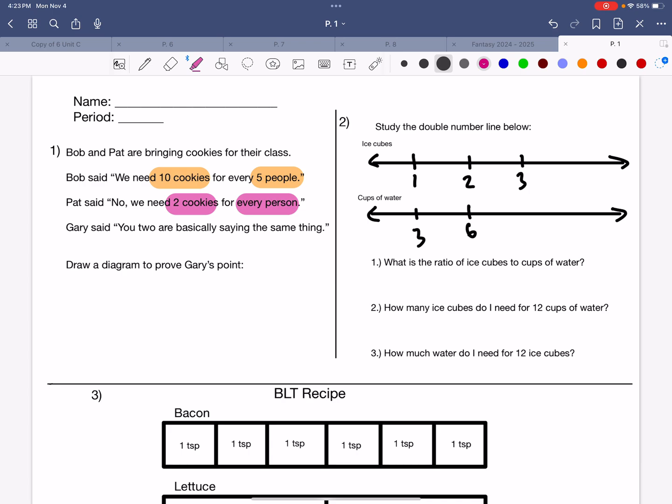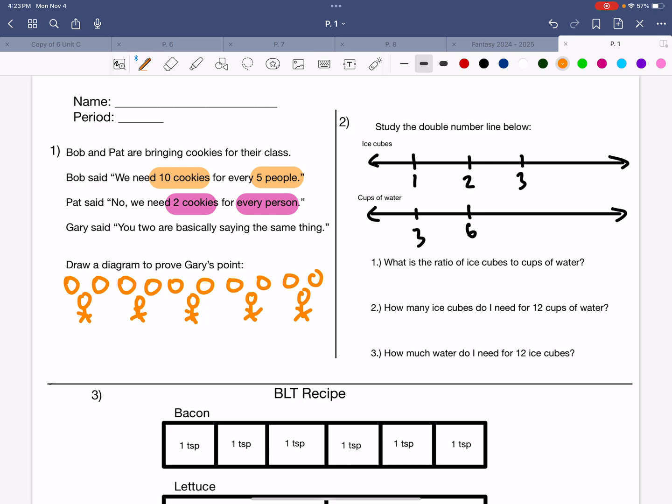Well, let's go back to what Bob said. He said we need 10 cookies, 1, 2, 3, 4, 5, 6, 7, 8, 9, 10 for every 5 people. So we're going to draw 5 people. 1, 2, 3, 4, 5. Now we're going to distribute these cookies evenly.